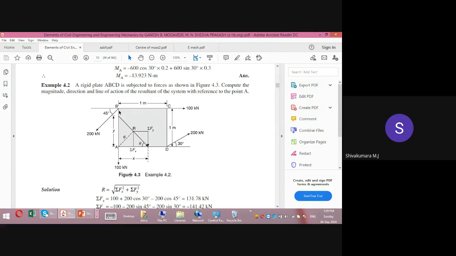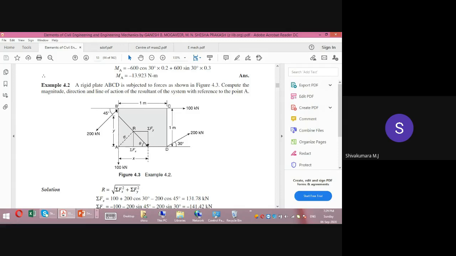Next you come to this 200 kilonewton force. Consider the vertical component first, that is 200 sin 45. What is the line of action of 200 sin 45? It is AB. So will it induce any rotational effect? No, because the line of action of 200 sin 45 passes through A. No rotational effect, so that is 0.